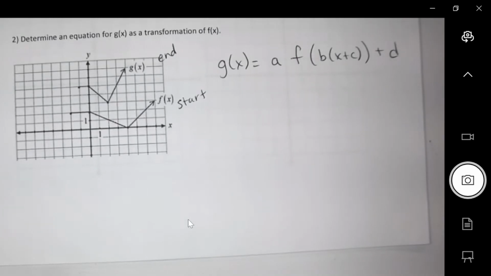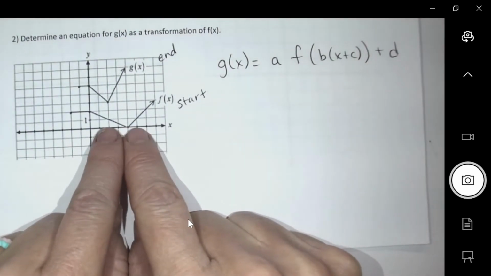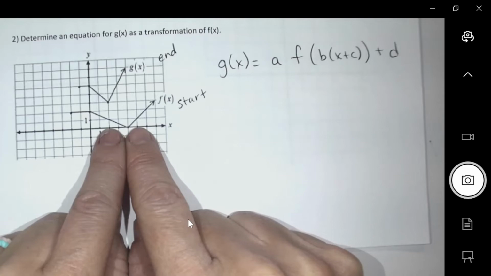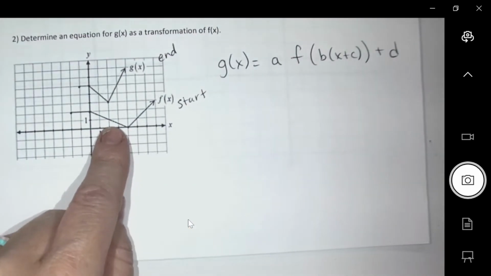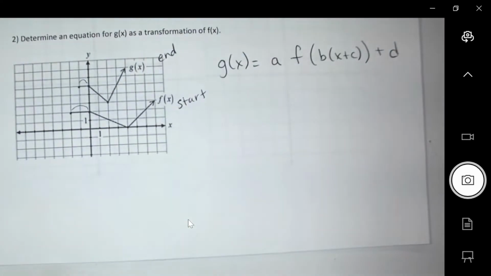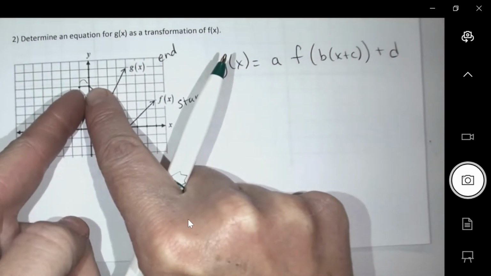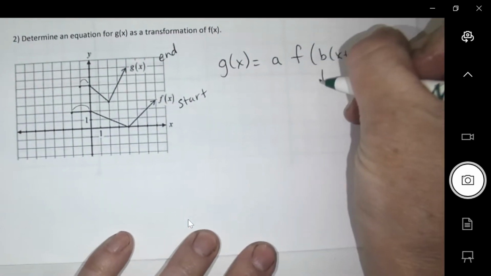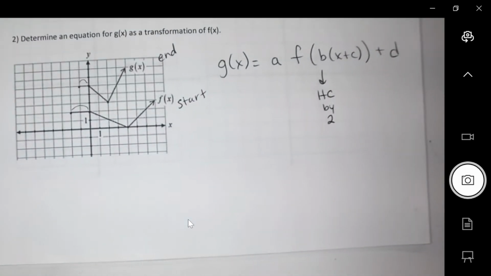Okay. What's your first visual instinct of something that happened to this? It is compressed. How? Vertically or horizontally? Horizontally. Okay, so here's what I'm going to do. How far apart are those 2 points? They're 2, and now they're 1 apart. So horizontal compression by 2. I know that'll be a B. So we're going to do that.